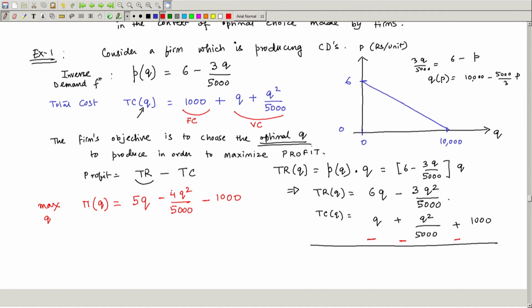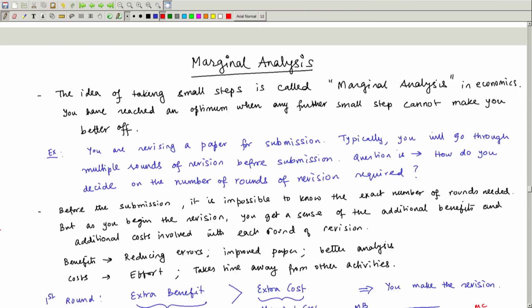Now, there are 3 ways in which we will solve this problem. You can very easily see that I can get the optimal Q within a few seconds by using calculus. If I take the derivative of the profit function, find out where the tangent to the profit curve is parallel to the x-axis, and because it is a nice inverted U, I know that that particular point has to be the maximum. But what I suggest we do is we will first start by using marginal analysis.